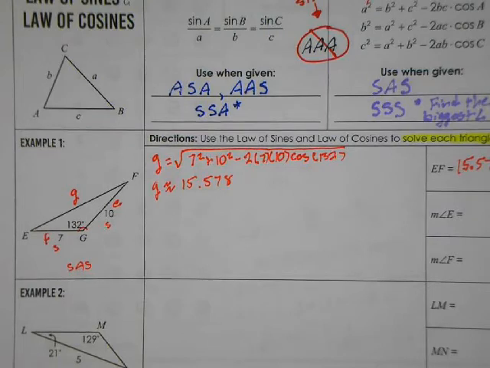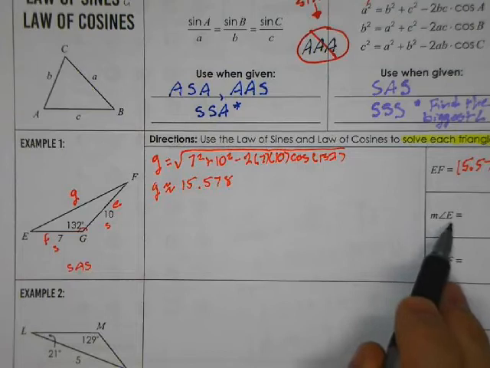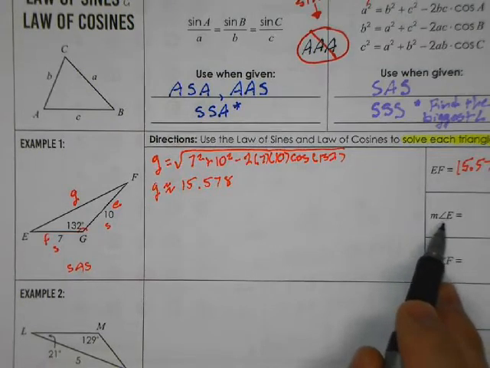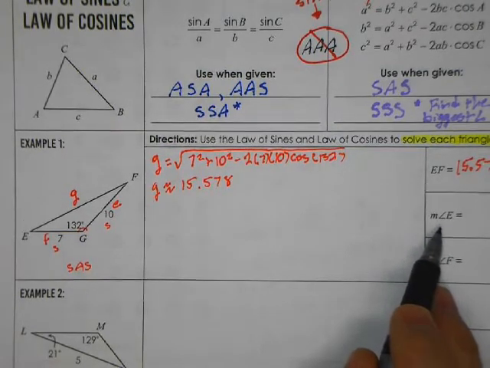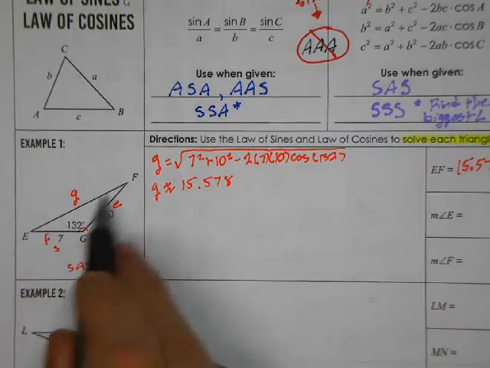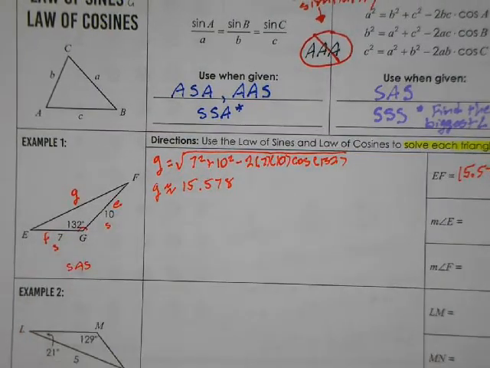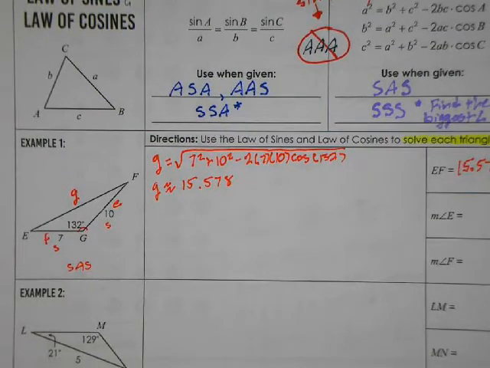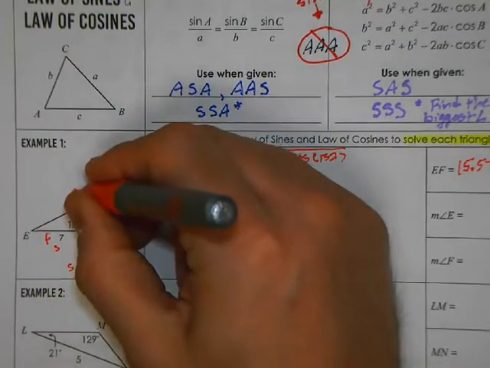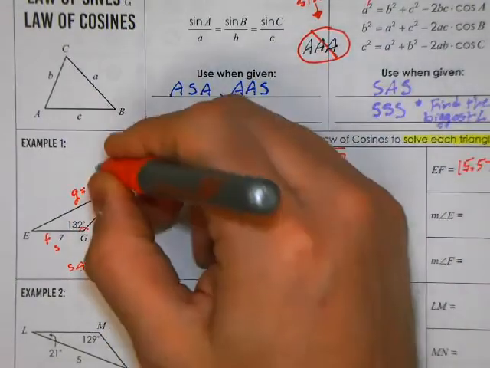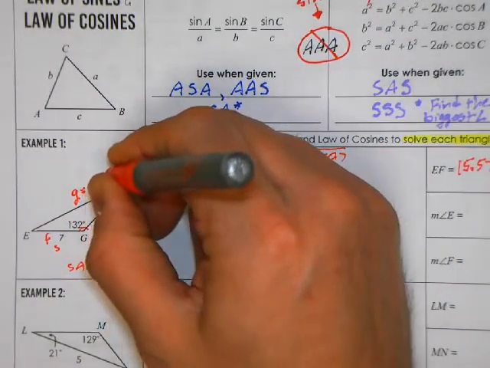Now that I have that, we can try to figure out what the measurements of the missing angles are going to be. We need to find the measurement of angle E and the measurement of angle F. Angle E is the next one down in the list in this little column, so let's focus on finding angle E. Now that I have all three sides of the triangle, this is going to be equal to about 15.6 here, just to save some space.